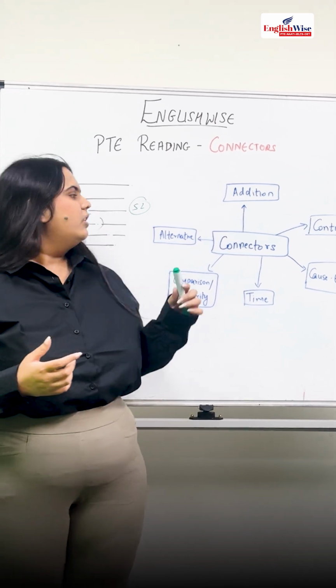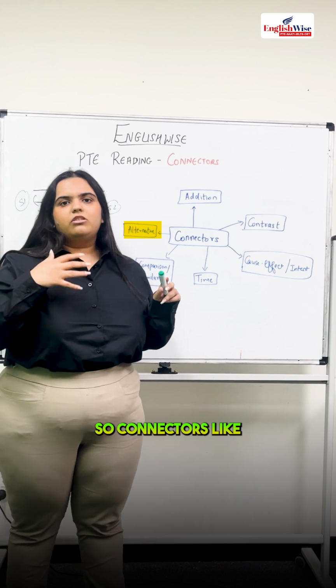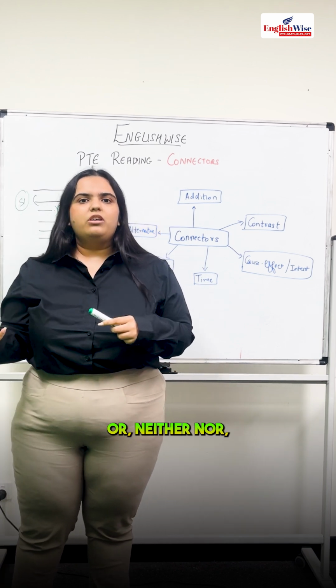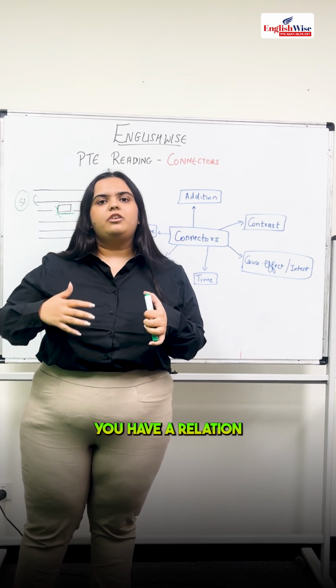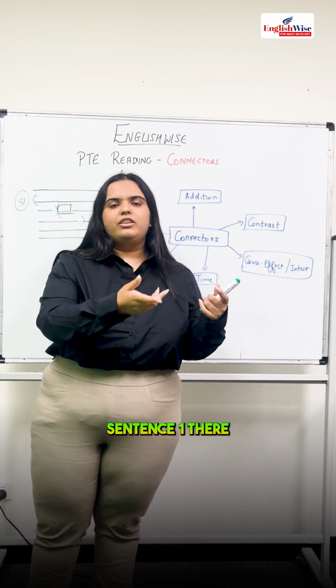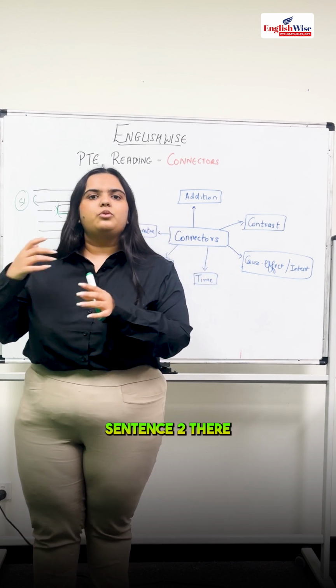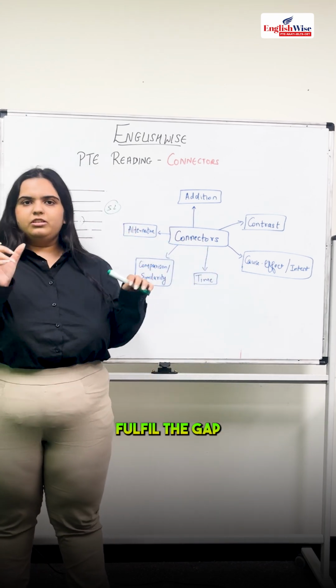Lastly, you have connectors of alternative. So connectors like either or, whether or, neither nor. These are the kind of connectors when you have a relation of choices. So suppose in sentence 1 there are certain choices given and in sentence 2 there are different choices given. So you will be using these kind of connectors to fulfill the gap over there.